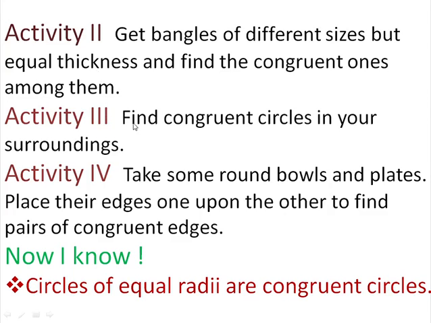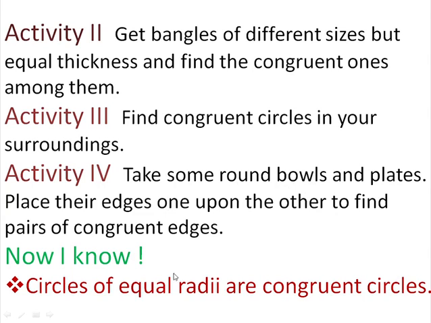Then the next activity, find congruent circles in your surrounding. See, we find many things around in a surrounding which are circular in shape. So you get them and find the congruent circles among them. The next activity, take some round bowls and plates, place their edges one upon the other to find the pair of congruent edges. See, at everyone's place, you can find round bowls and plates. So again, you have to put one upon the other and find the pairs of congruent circles here.